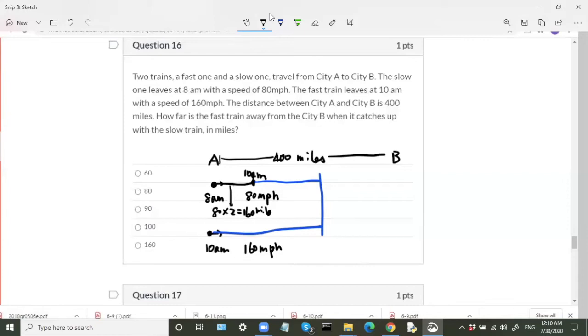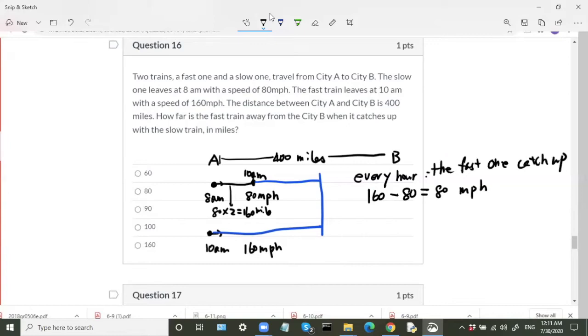Because every hour, the speed difference, 160 for the fast train subtract 80, equals 80 mph. Every 1 hour, the fast train catches up 80 miles. So this 160 miles needs to be divided by 80 miles per hour. So the fast train takes 2 hours to catch up with the slow train.